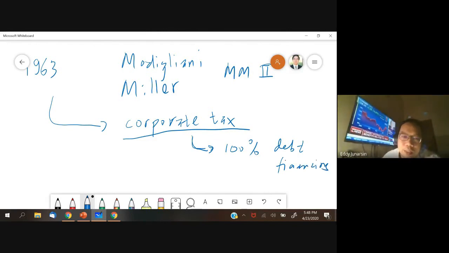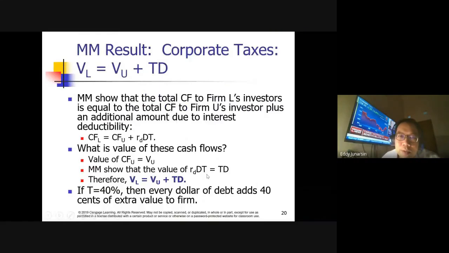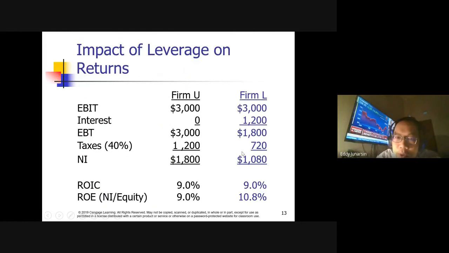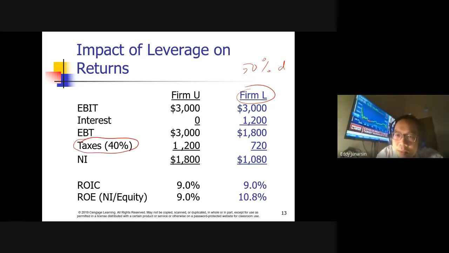Okay, so I think we can go back to the previous example, right? Okay, here you see, yeah, the firm L, right? Even with 50% debt, 50% debt only, so 50% equity. So with the existence of corporate tax here, see, the tax payment that would be incurred by levered firm would be lower than the unlevered firm, right?